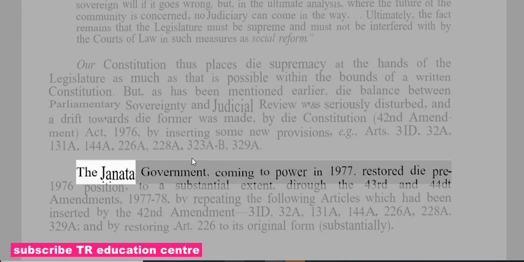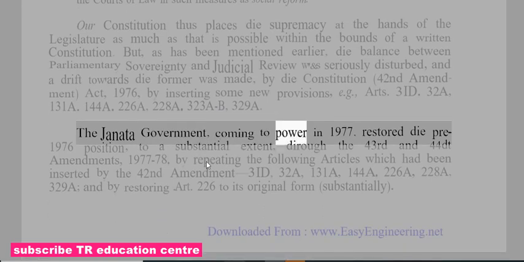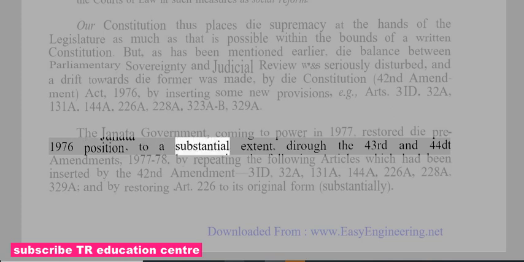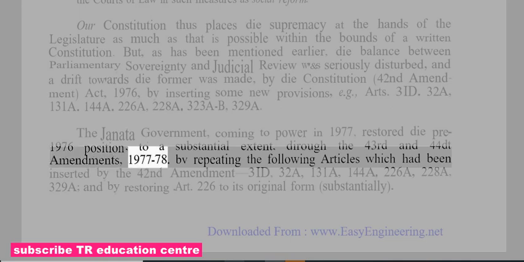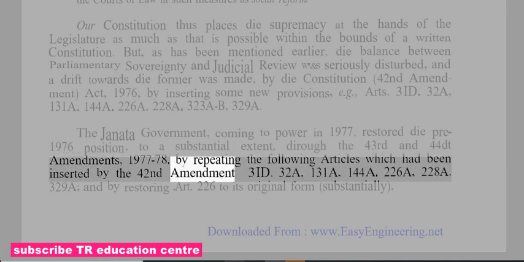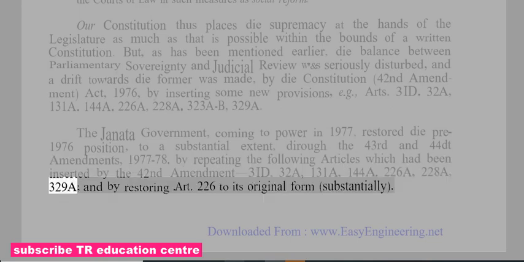329A. The Janata government, coming to power in 1977, restored the pre-1976 position to a substantial extent, by the 43rd and 44th amendments, 1977 to 78, repealing the following articles which had been inserted by the 42nd Amendment: 31D, 32A, 131A, 144A, 226A, 228A, 329A, and by restoring Art. 226 to its original form.